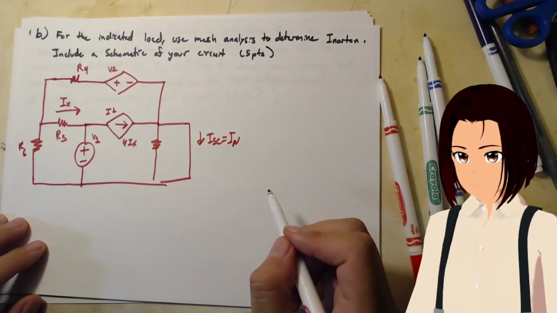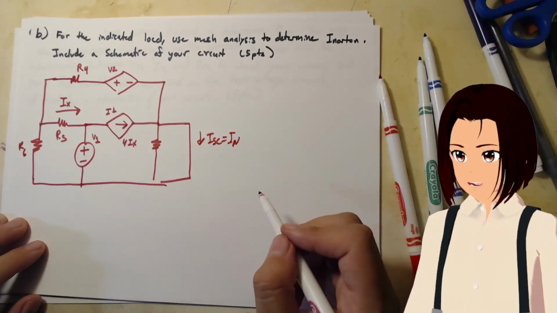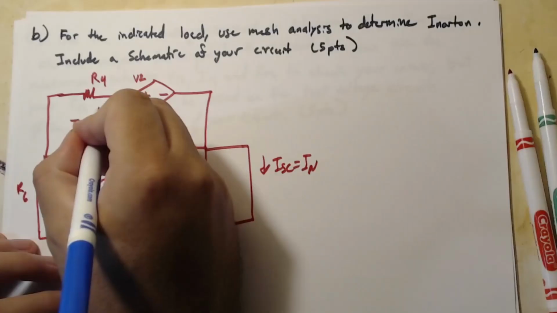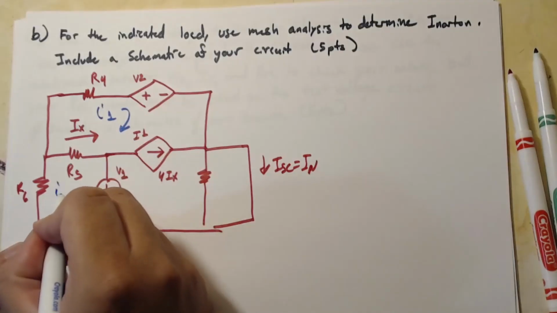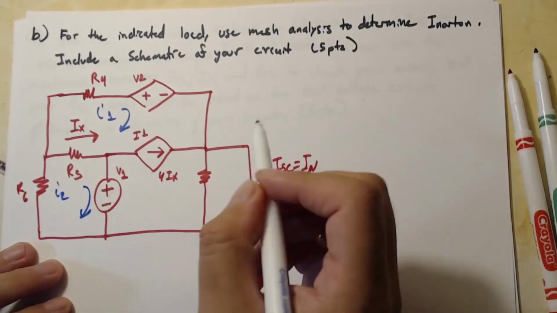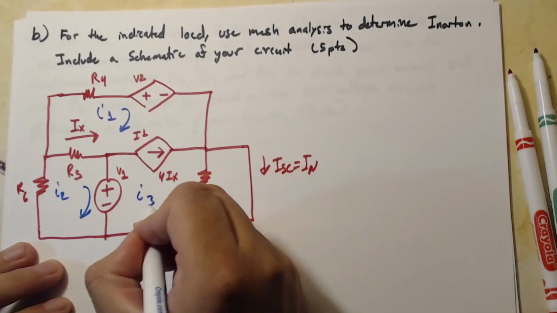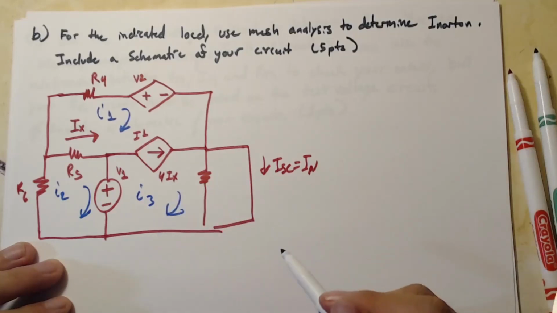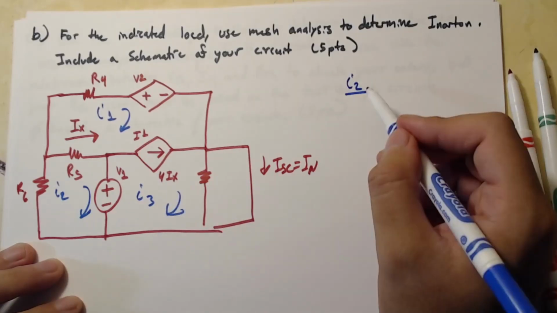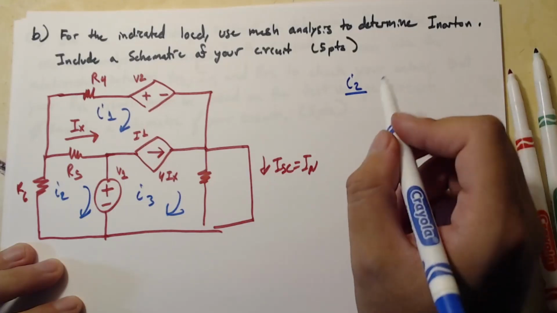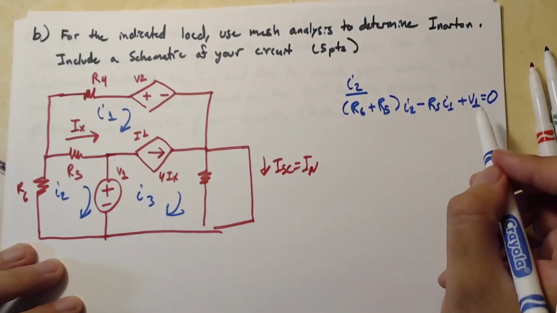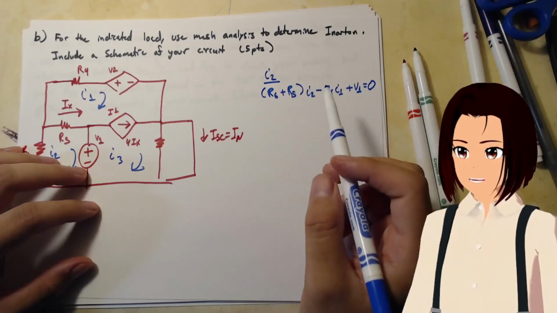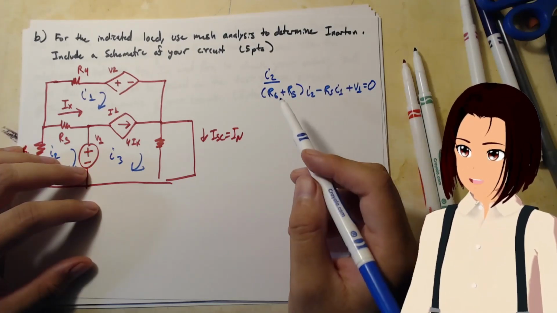It says do mesh analysis, so let's do mesh analysis. We have I1 going this way, I2 going this way, and I3 going this way. Let's do the I2 mesh first. We can write this from inspection. So here it is, and if you want to learn how to write from inspection, you can go watch my video on mesh analysis.